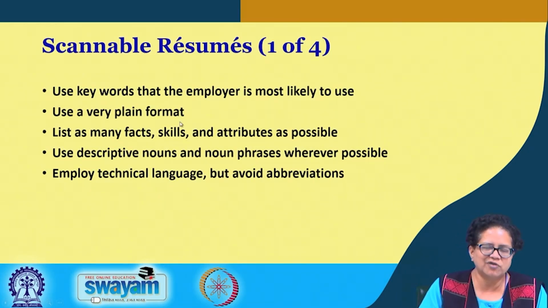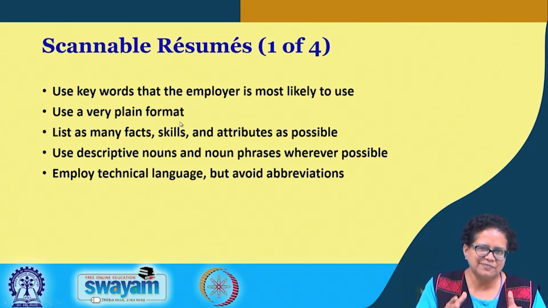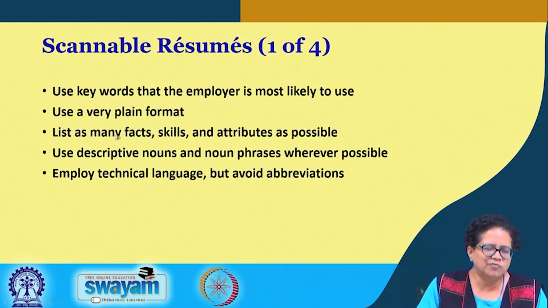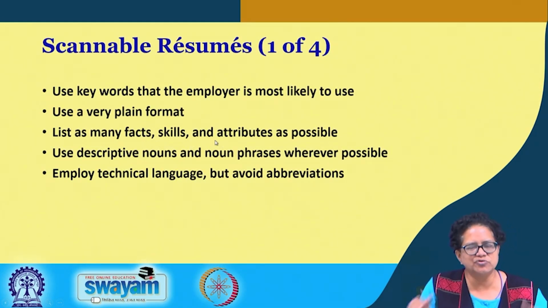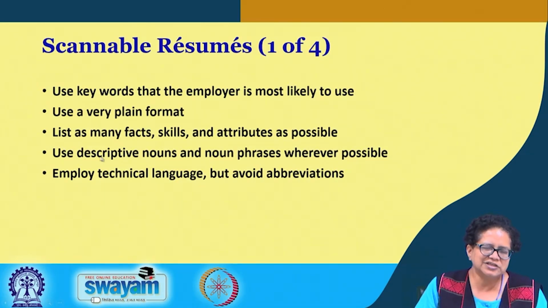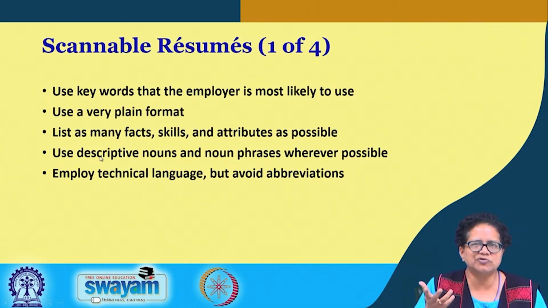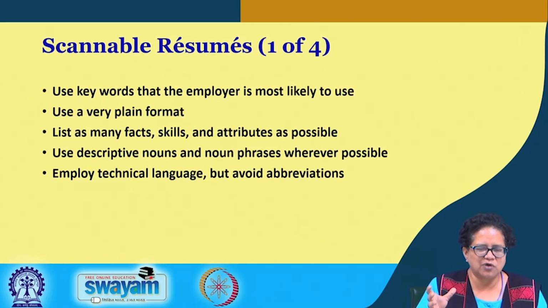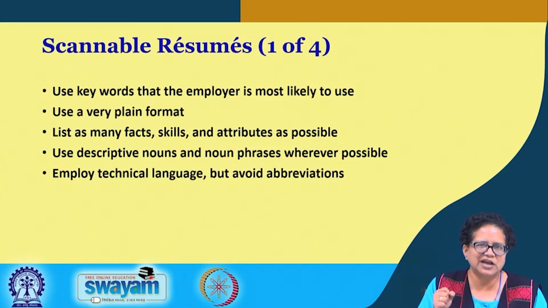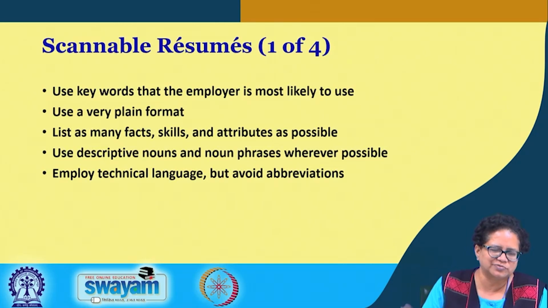Use a very plain format, because this scannable resume electronic form is being read by a machine, it is not being read by a person. And the more facts, skills and attributes you mention, the more the chances that you will be shortlisted by the machine. And the software is programmed so that descriptive nouns and noun phrases are captured, and therefore, the advice is to use them wherever possible.